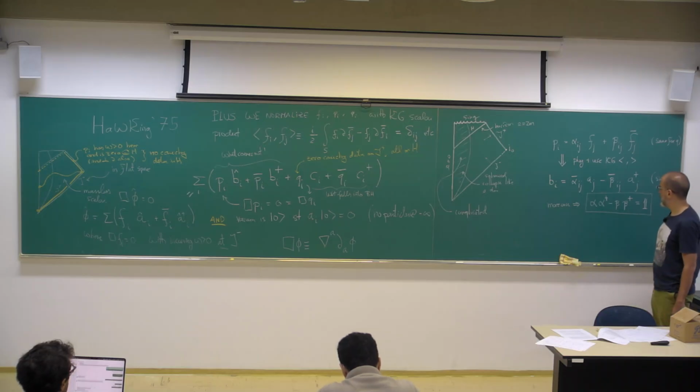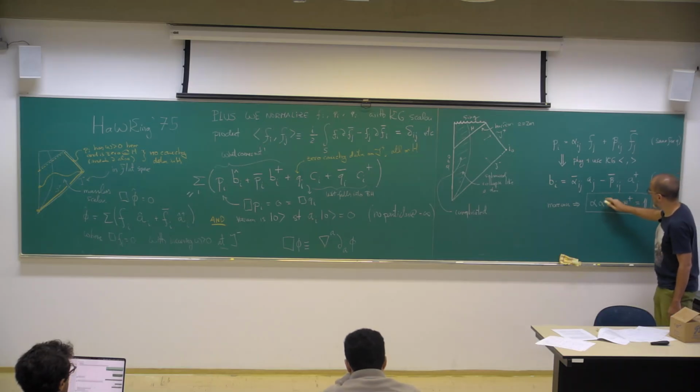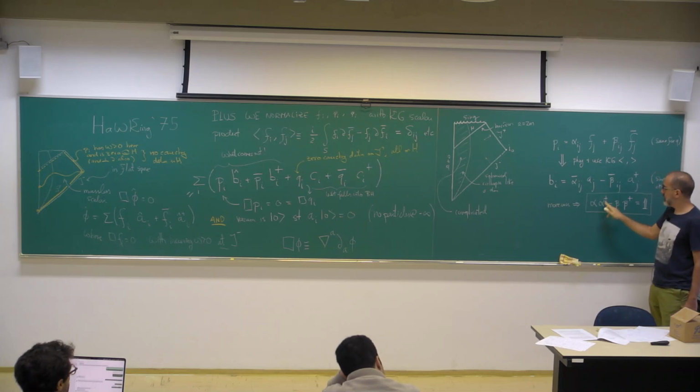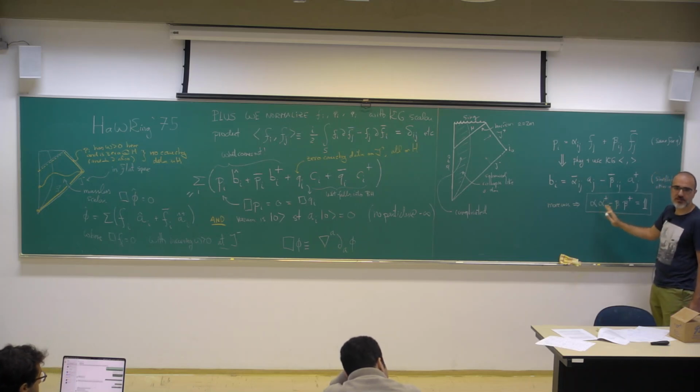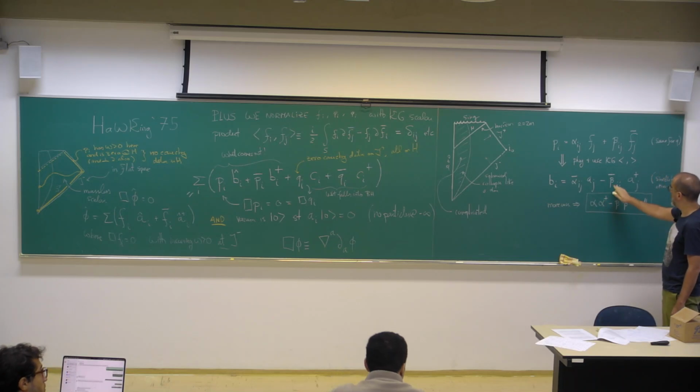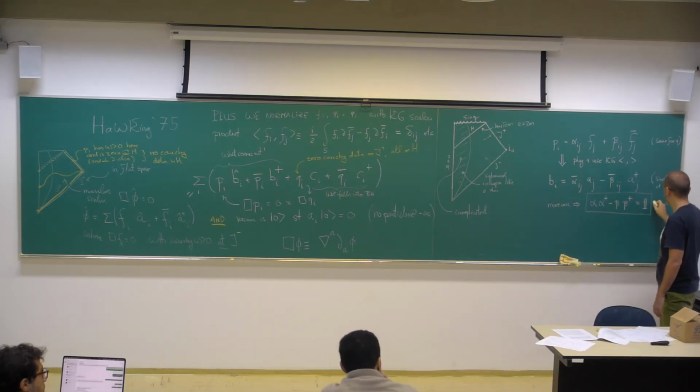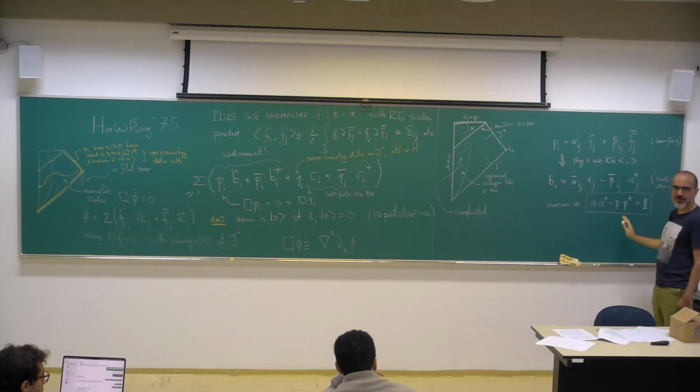What's the difference between alpha bar and alpha? Sorry. This is a matrix, so this means conjugate and transpose this matrix. But on the line, here I'm using components, here I'm using matrix. Right? So, is it clear? Yeah. Very good.